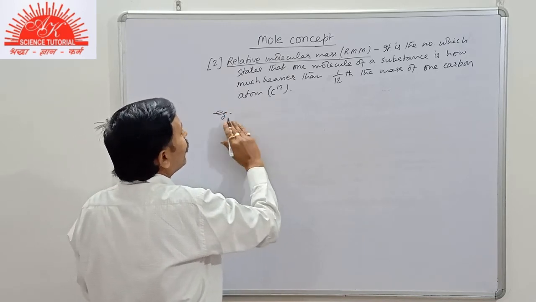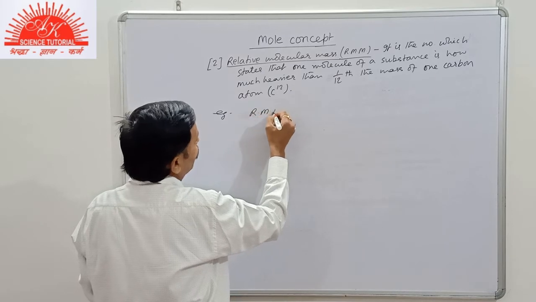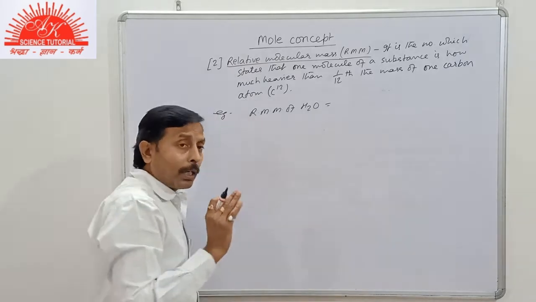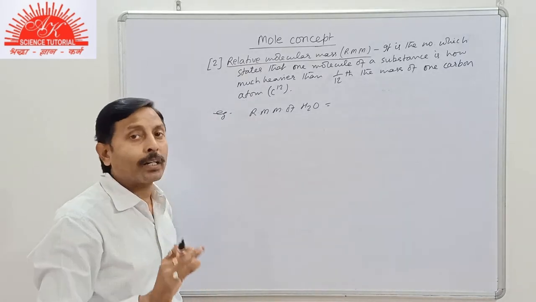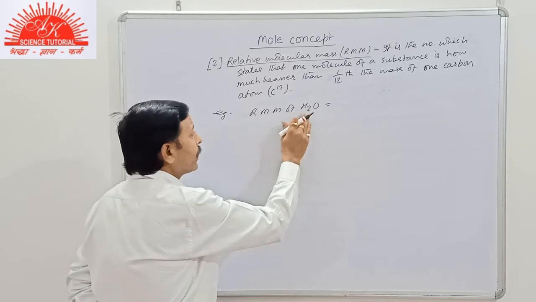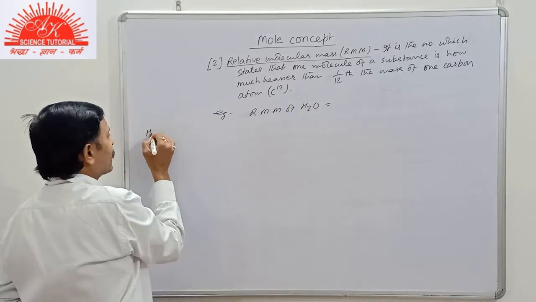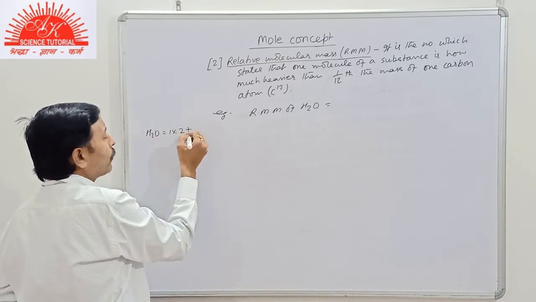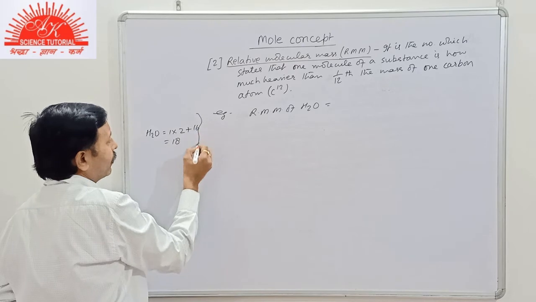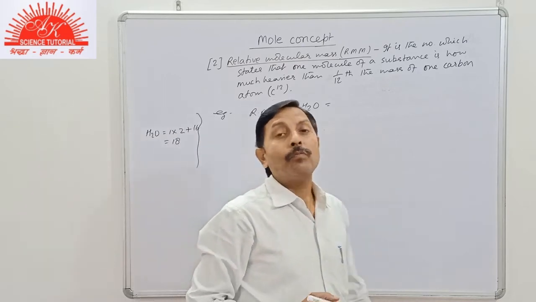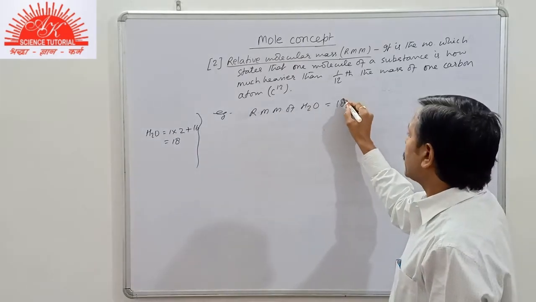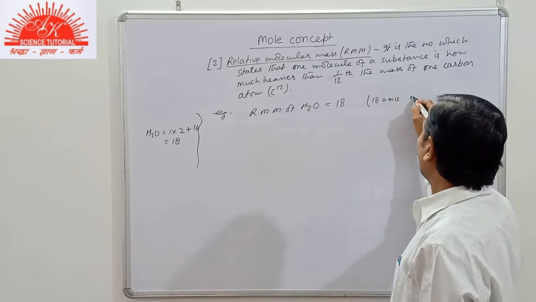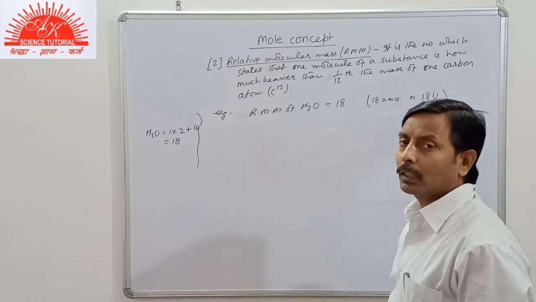Suppose relative molecular mass of water. Molecular mass is calculated, we have studied in lower classes. Molecular mass is calculated by adding their atomic masses. Here 1 into 2 for hydrogen plus 16 for oxygen, this is 18. So relative molecular mass of water is 18 simply, or we can write 18 AMU or 18 U. It can be written like this.